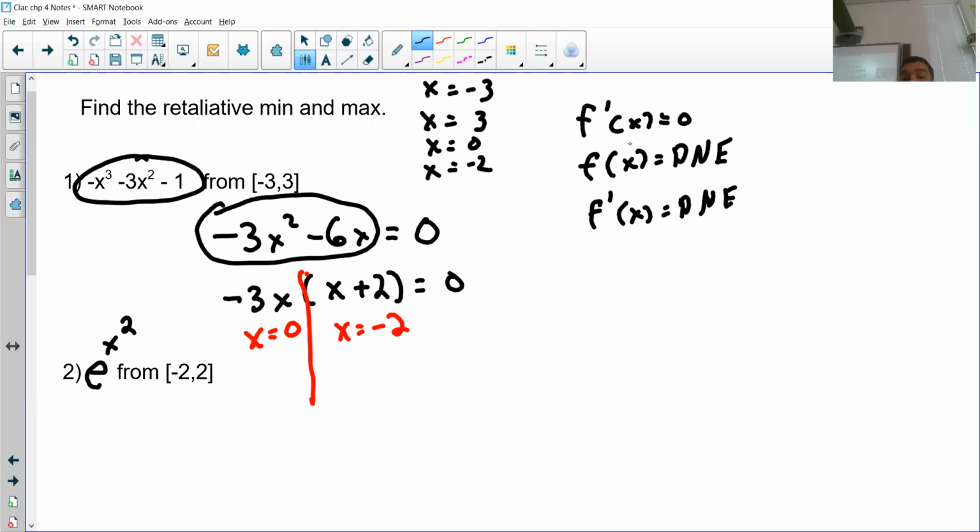So from this point on, we have the 4 extreme values: x is equal to negative 3, x is 3, x is 0, x is negative 2. All 4 of these are extreme values.